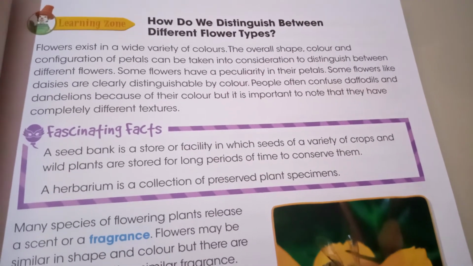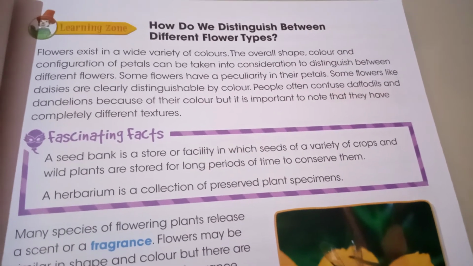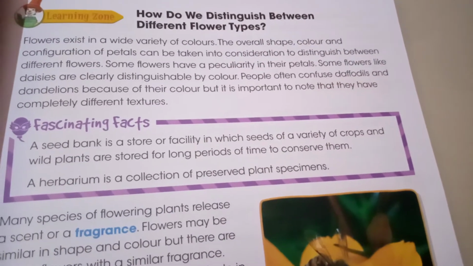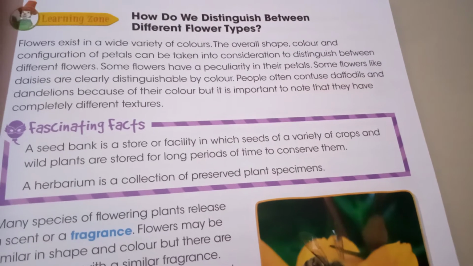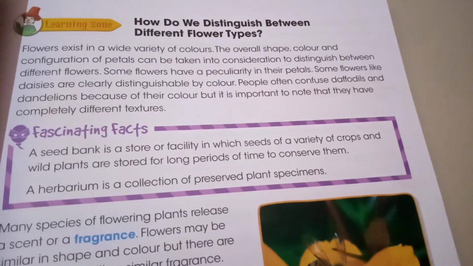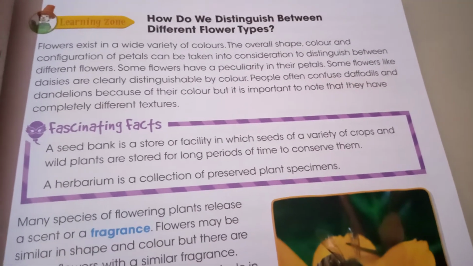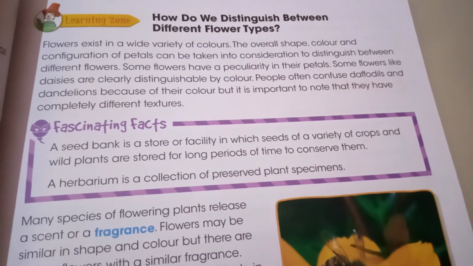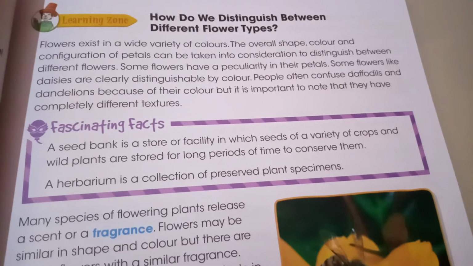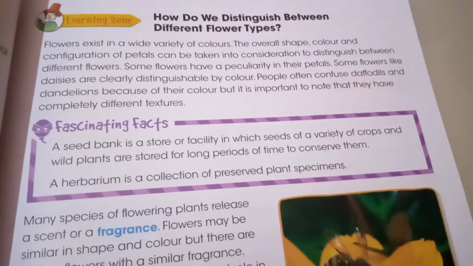Their colors are different, their shapes are different, the designs of different flowers are different, and even the texture of different flowers is different. Some flowers are thick, some are so tiny and light that they can break in a minute. Sometimes people confuse daffodils and dandelion flowers because the color is somewhat the same, but they have different textures, meaning their surfaces are different. Some have a smooth surface, some have a rough surface.